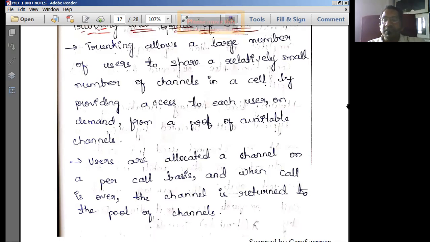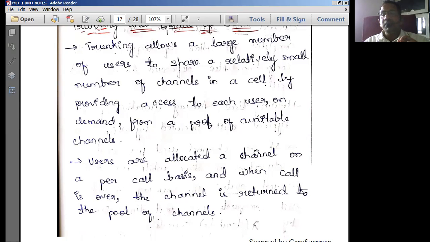What is the concept of trunking basically? Whenever you think about the concept of trunking, you should bring to mind the process of multiplexing. What is a multiplexer? A multiplexer is normally used to share a common resource, a single or limited resource, with multiple users. That is the basic application of a multiplexer. Now, a similar kind of thing is used in the trunking process. Trunking is normally used to share a small number of channels in a cell.